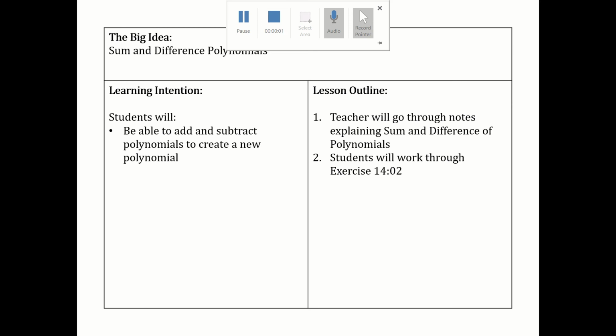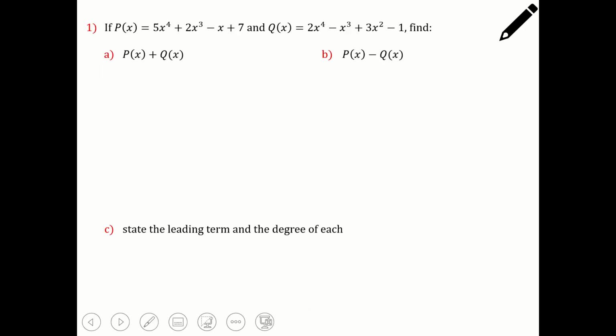Hey everyone, today you're going to work through sum and difference of polynomials. So you're going to look at adding and subtracting two different polynomials, and you're going to do this over 2 lessons because you've got 2 singles to work through the one exercise. Okay, so let's have a look here.